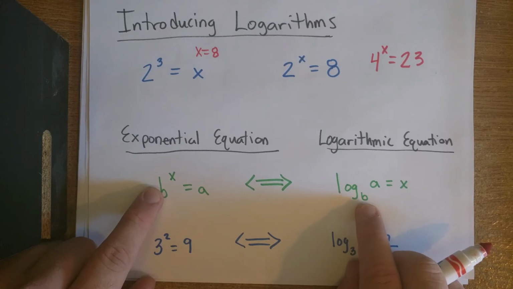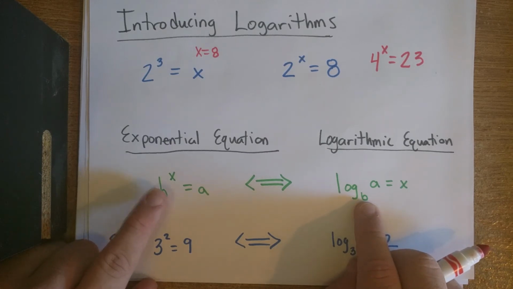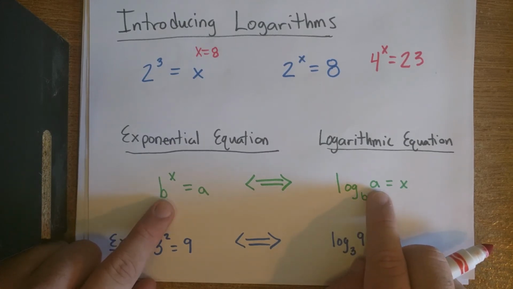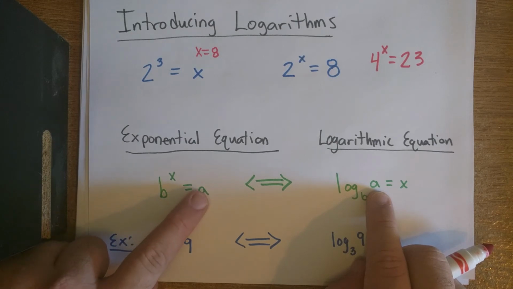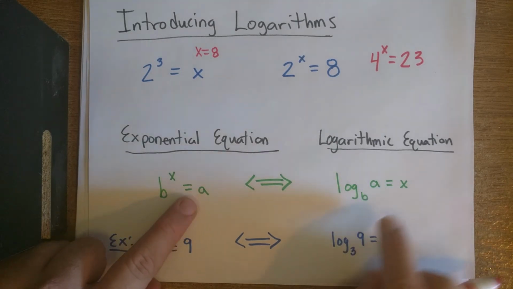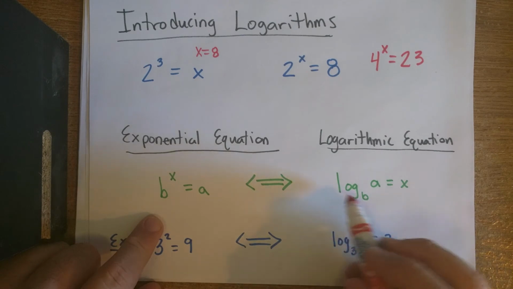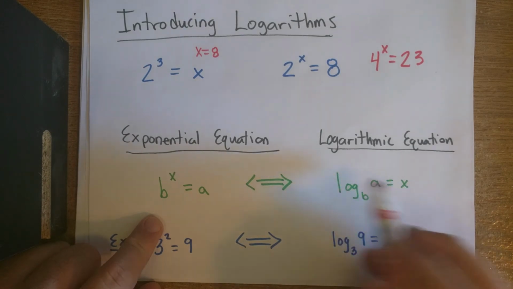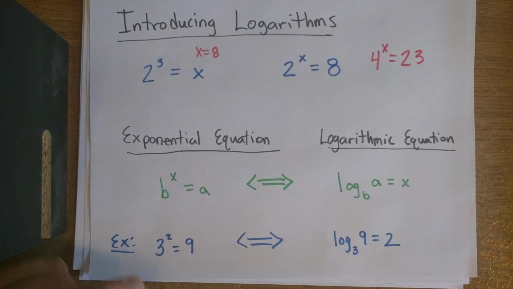Here's the big base, and here's the base of the logarithm. Then we have the a right here. So the a that was on the right side initially is now on the left side. And then it equals whatever the power is, which is x.